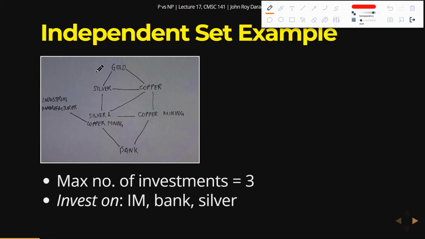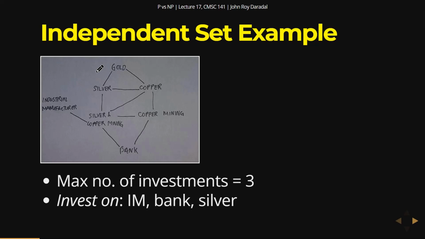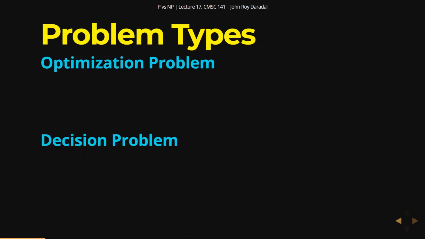Okay, so those were the problems of the 3 friends. So usually in these types of problems, there are 2 versions of the one problem. So you have the optimization version and the decision version. So what's the difference between the two?